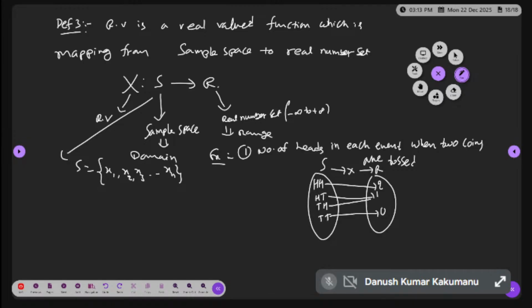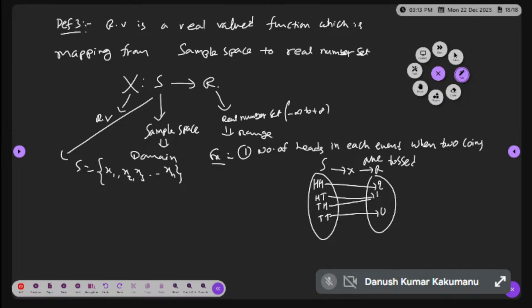Coming to how many sample points are there here? Whether they are a finite number of sample points or an infinite number of sample points. 4 sample points. 1, 2, 3, 4. Finite or infinite? Finite number of sample points. Total number of sample points is finite.